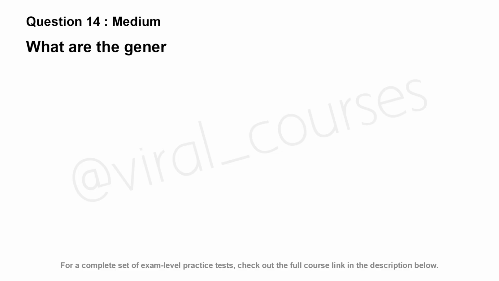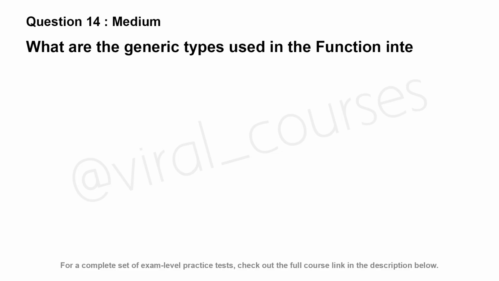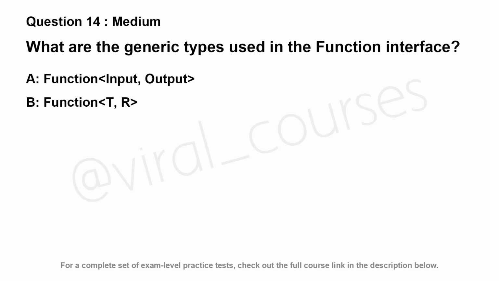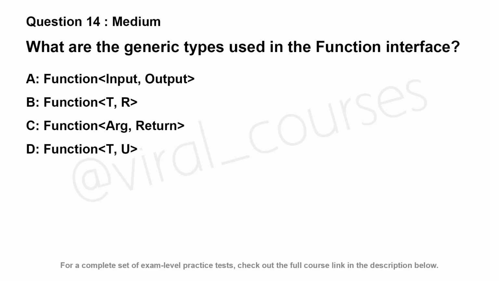What are the generic types used in the Function interface? Option A. Function<input, output>. Option B. Function<T, R>. Option C. Function<arg, return>. Option D. Function<T, U>.